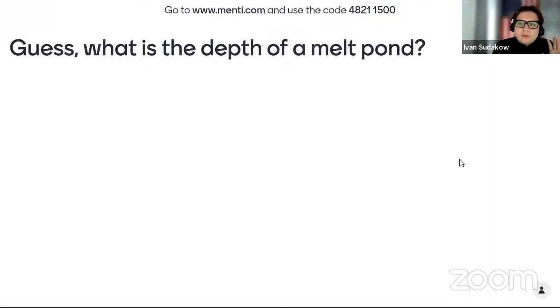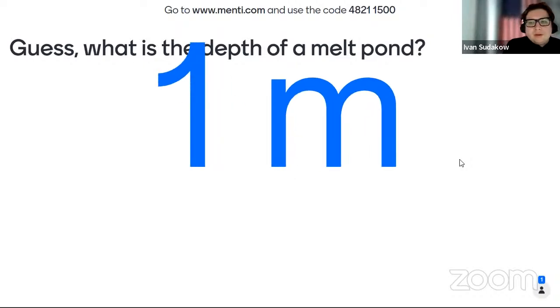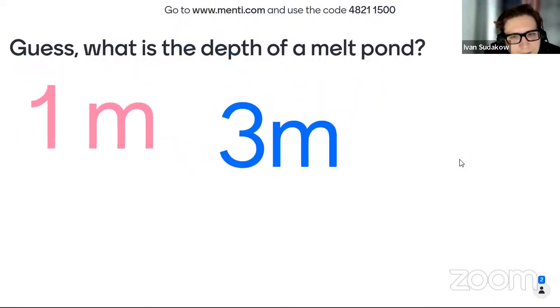You have one pond as a point on the surface of the ice pack, but the ice pack is not a thin one. It has a depth of a few meters. Could you guess what is the depth of a melt pond? Oh, somebody said 1 meter. Who else? Andy, do you think we can find a Loch Ness monster in a melt pond?